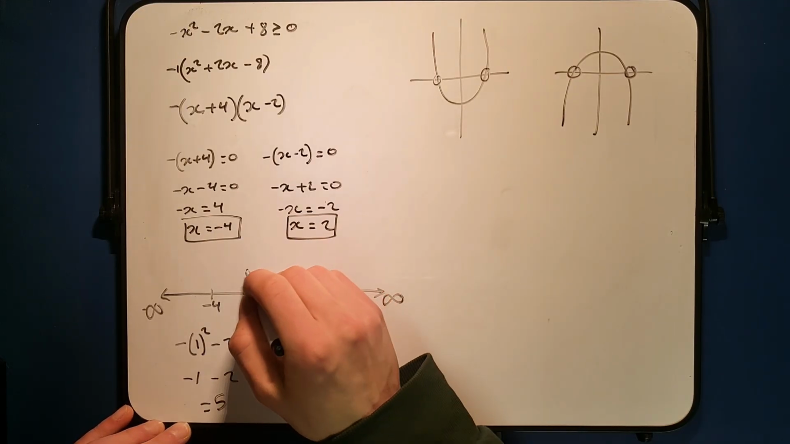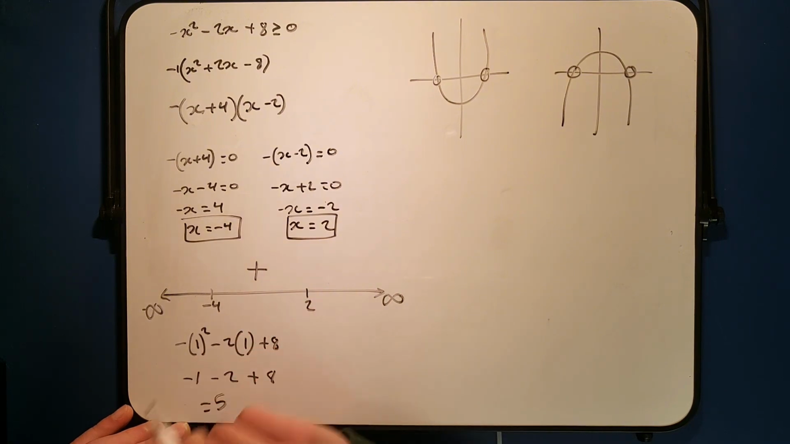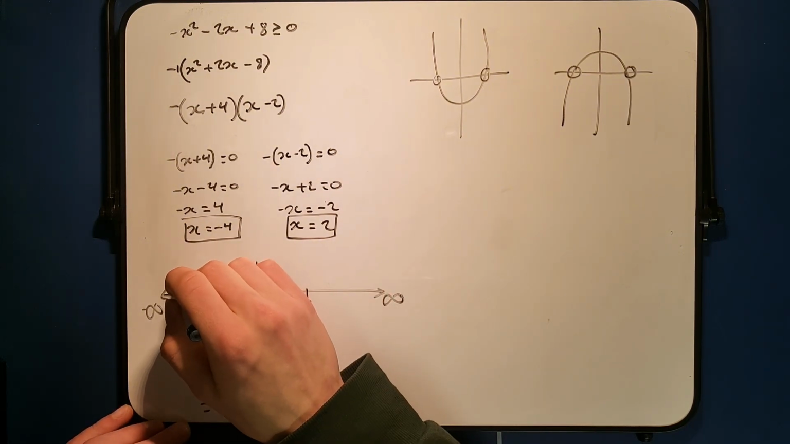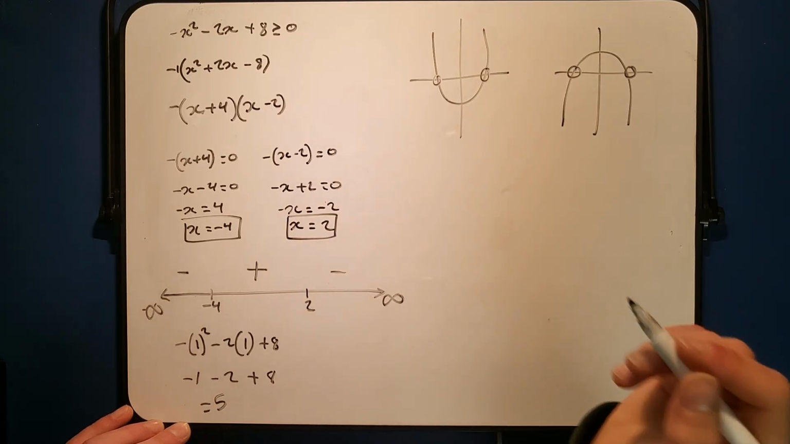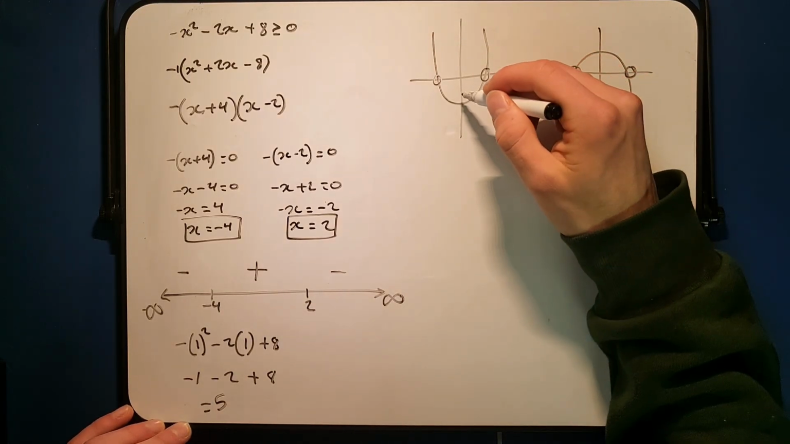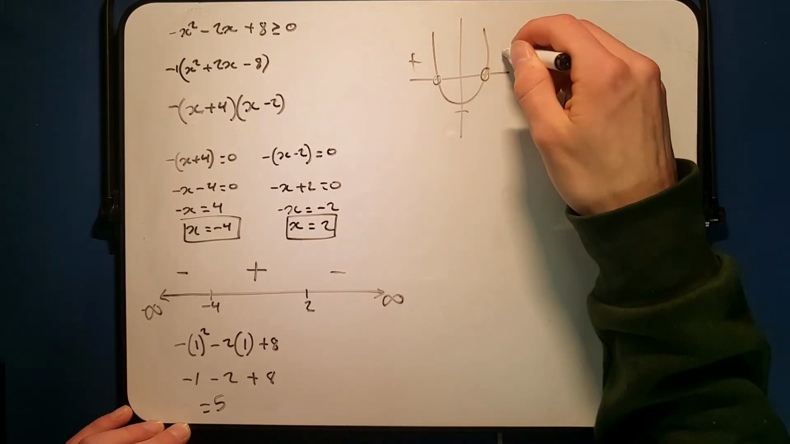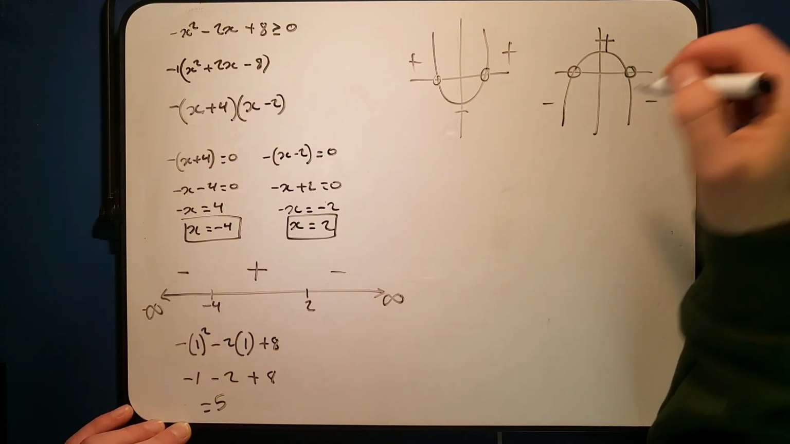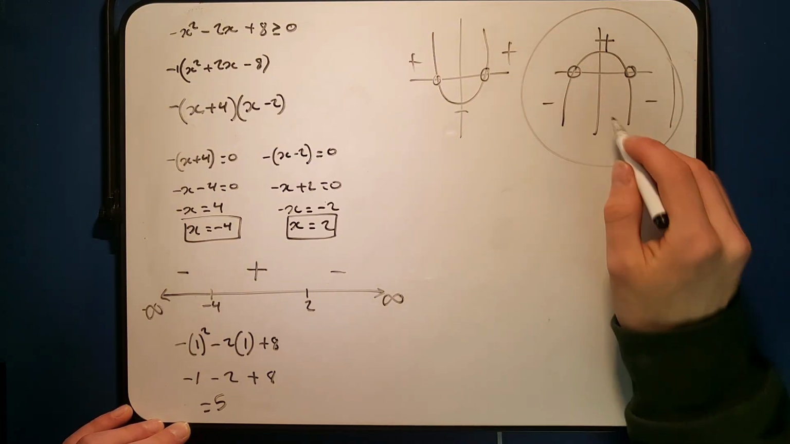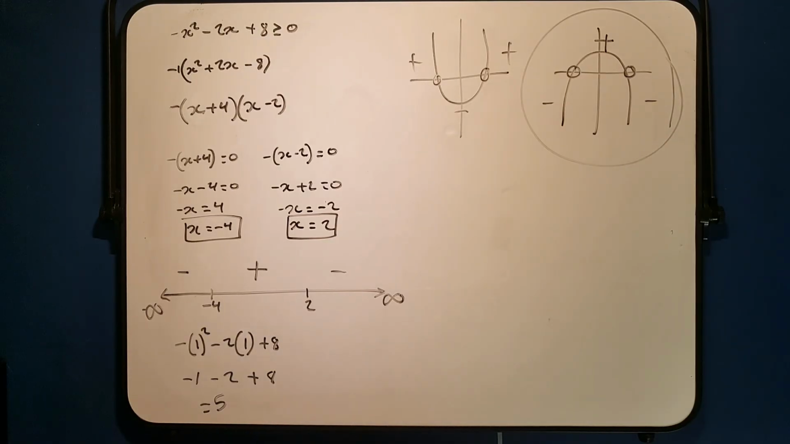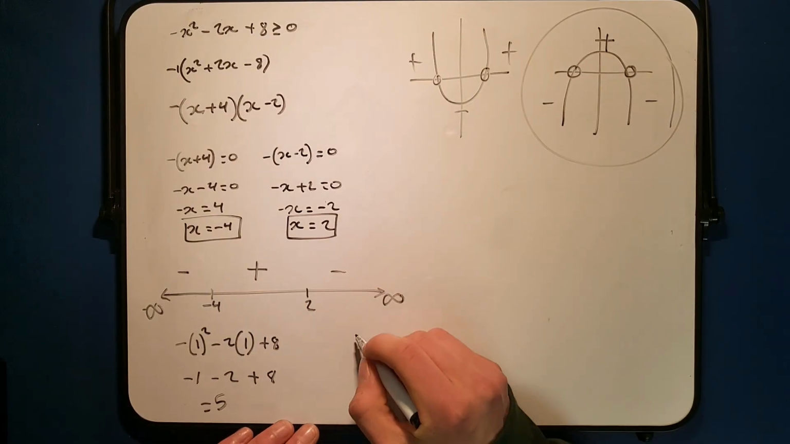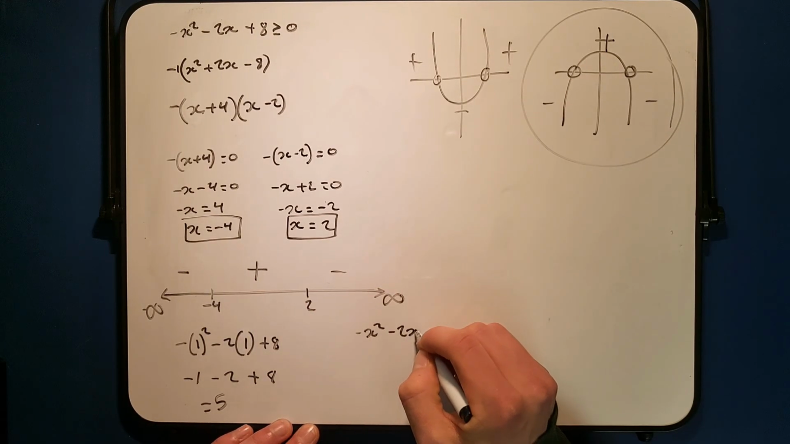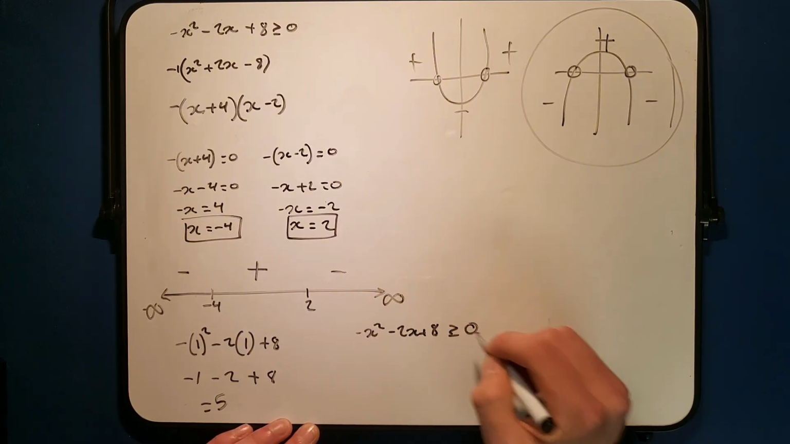Okay, so we know that this middle area, the section between -4 and 2, is positive. So that must mean that beside them is negative. So in this case, this is negative and these two are positive, but this is positive in the middle and these are negative. So we know it is this type of quadratic right here. Now we need to look back at our original quadratic. So we have -x squared minus 2x plus 8 is greater or equal to 0.